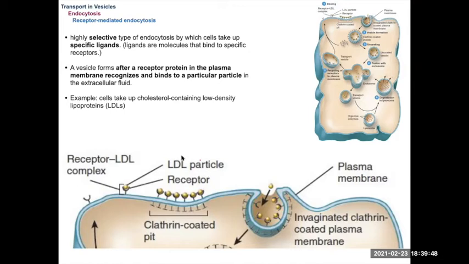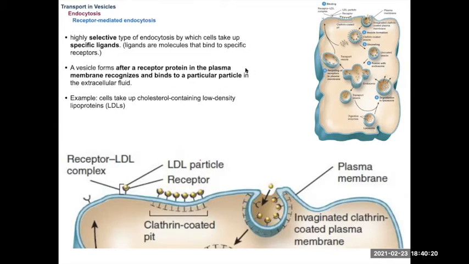So this is where your cells take up cholesterol, right? Remember those vesicles, those lipoproteins that were floating around? These LDL particles are going to bind to these LDL receptors and then be taken in by the cell. So it's not just cell drinking or cell eating, it's very specific to these receptors. The molecule has got to bind to these receptors, and then it's taken into the cell right here.